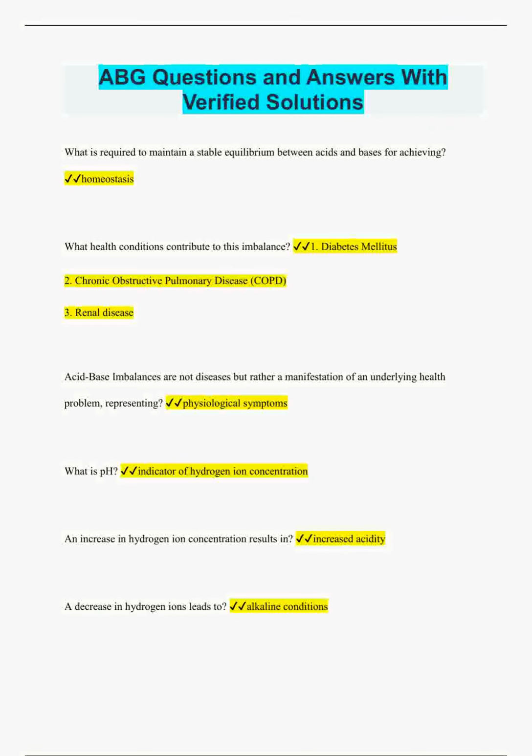3. Renal disease. Acid-base imbalances are not diseases, but rather a manifestation of an underlying health problem, representing physiological symptoms. What is pH? An indicator of hydrogen ion concentration. An increase in hydrogen ion concentration results in increased acidity. A decrease in hydrogen ions leads to alkaline conditions.